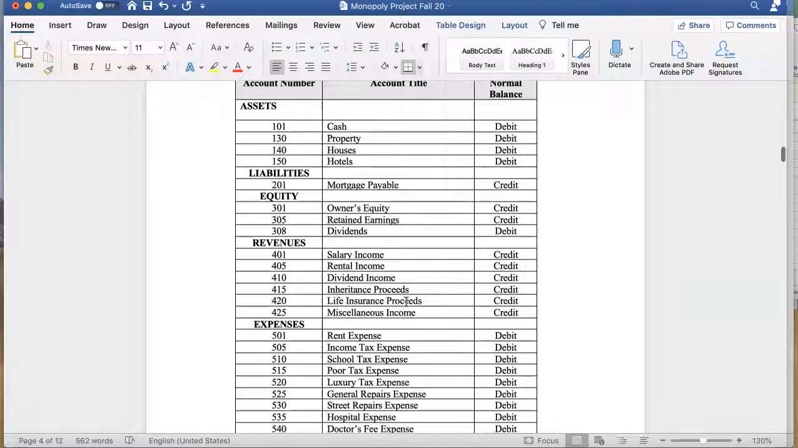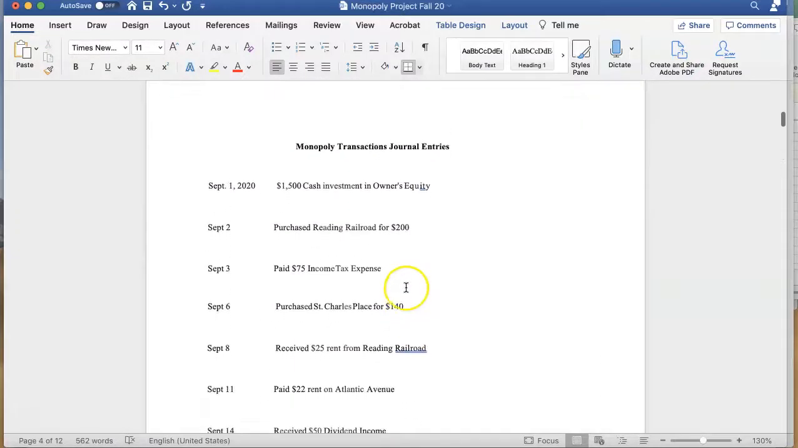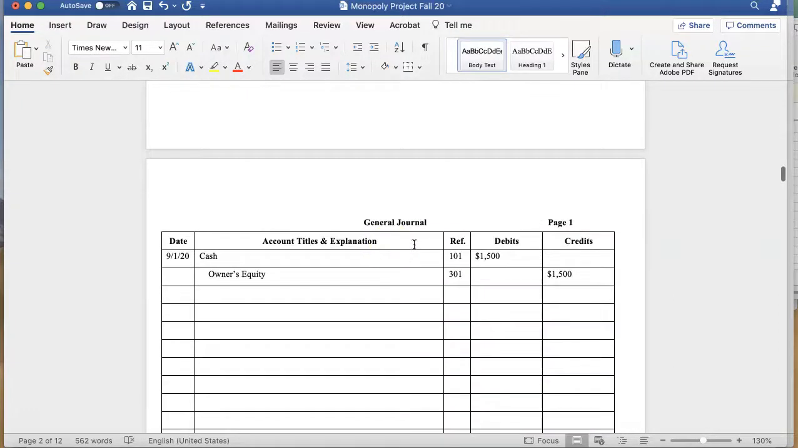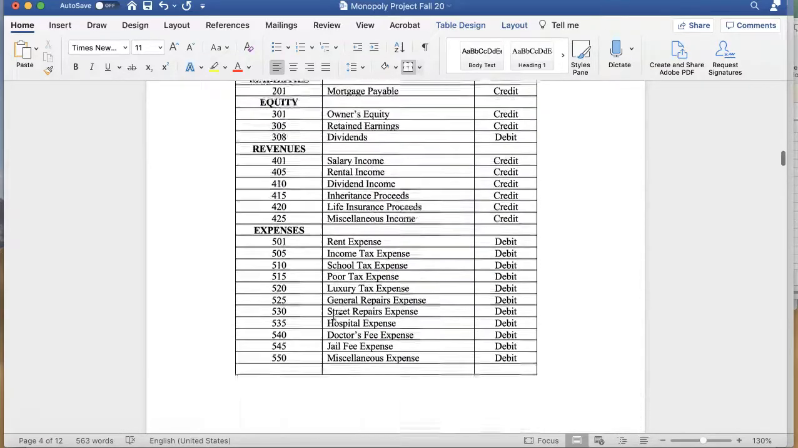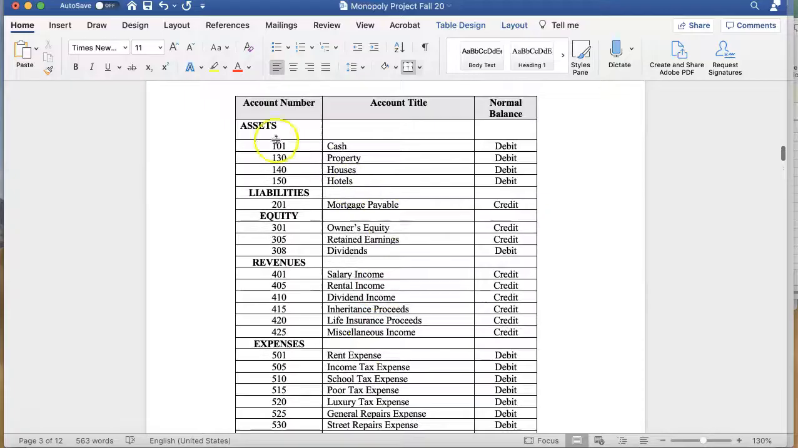I'm going to do one or two more for you to show you how to do that. So that was the first one here. So I'm going to highlight to show that I've already completed it. The next one is September the 2nd, and it's purchased Reading Railroad for $200. So let's go to our journal, and let's skip a line and put 9/2 of 20. We purchased Reading Railroad. So if you've ever played Monopoly, you know that these are properties. So I'm going to look in my asset account, and I'm going to find an account, and it's just calling it property.